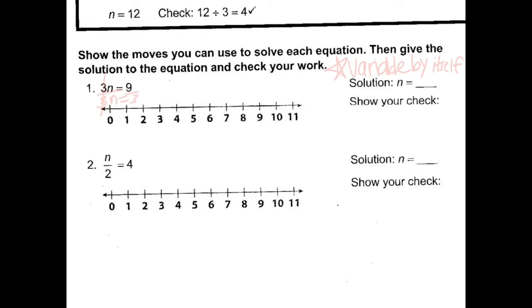9 divided by 3 is 3. So therefore, n equals 3. Now I need to go ahead and graph on the number line. So I'm going to write that my solution was 3. Graphing on the number line, I've got positive 3, and I'm just going to draw a dot right at that 3. That's how I'm graphing.